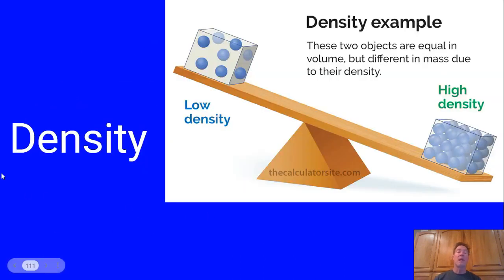Now, this takes us to the topic of density. Density is one of those derived quantities. Density compares two objects that are equal in volume but have different masses. And because we're going to define density as mass divided by volume, something that has more mass per volume will have a higher density than something that has less mass for the same volume.